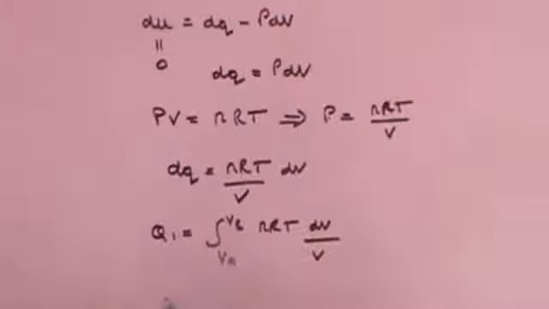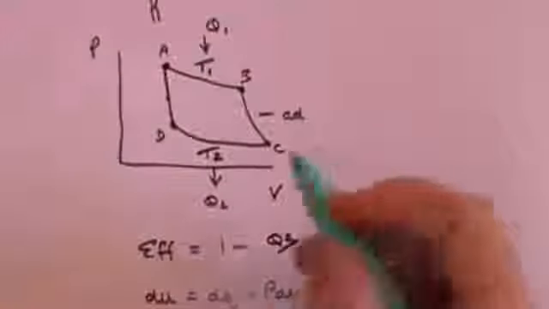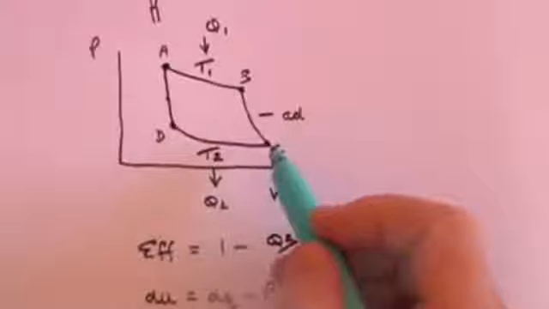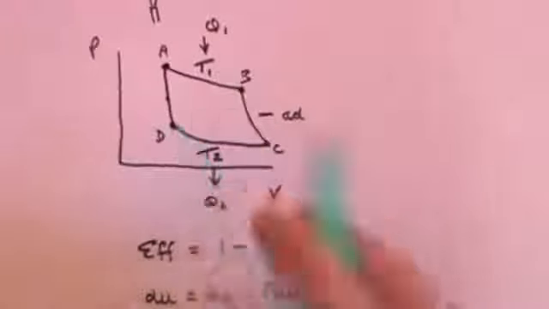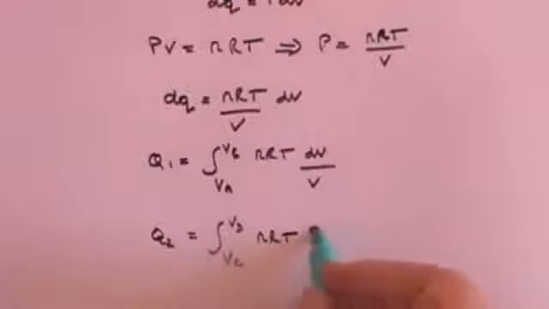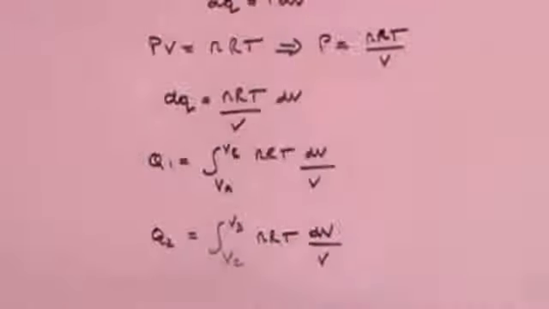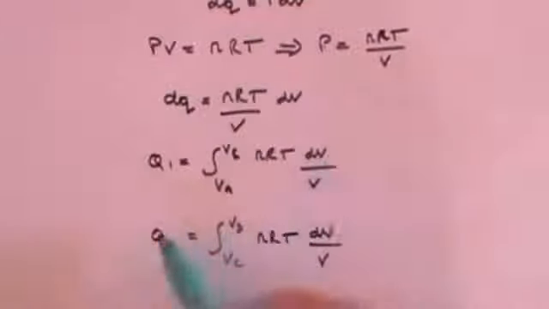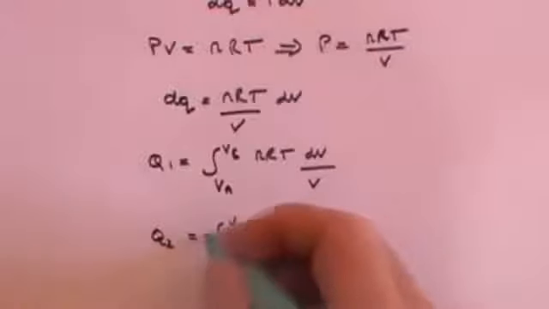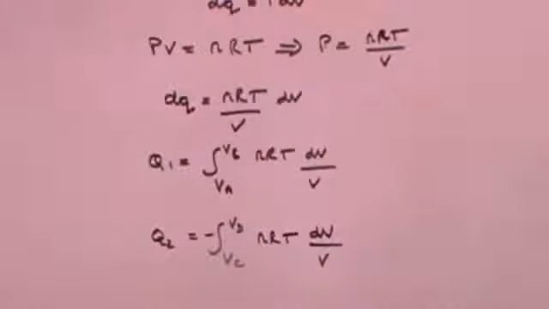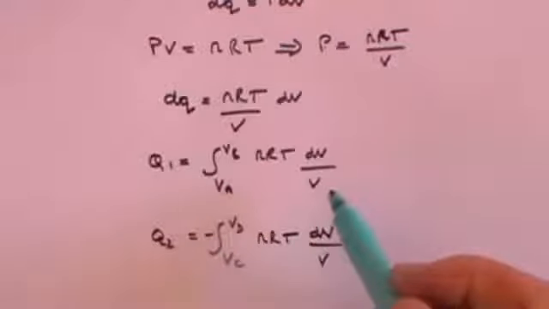If we want Q2, well, remember that Q2 was heat out, and that resulted in a volume change from VC to VD. So Q2 is going to be the integral from VC to VD of nRT dV by V. And once again, to keep the signs correct, since this is heat in, if this is heat out, then we need a minus sign to show that Q2 is heat out, where Q1 is heat in.